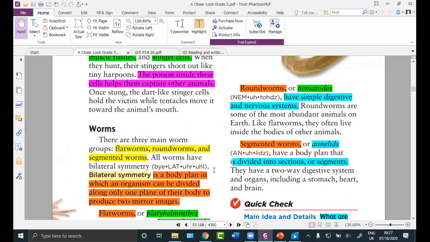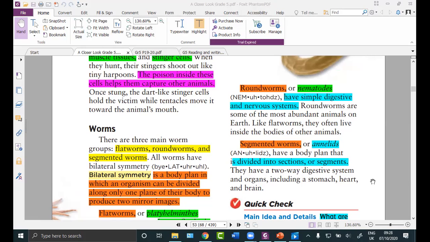Thank you. Roundworms. Omar Wahbe. Yes, Mister. Roundworms or nematodes have simple digestive and nervous systems. Roundworms are some of the most abundant animals on Earth. Like flatworms, they often live inside the bodies of other animals.